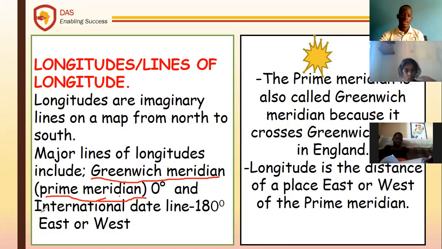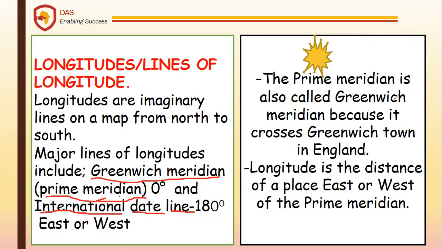Then the second major line of longitude is called the international date line. The international date line is marked 180 degrees, okay? But the major line of longitude is called the prime meridian. Clear? The prime meridian.